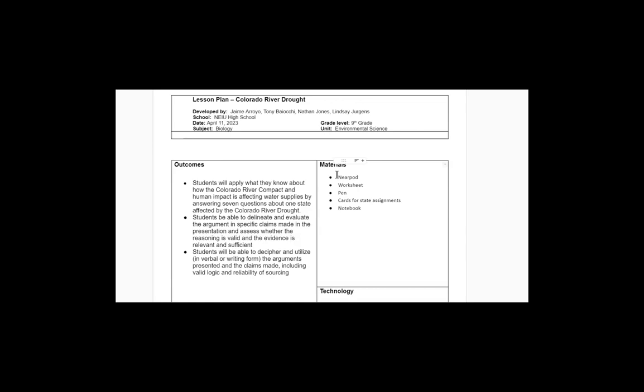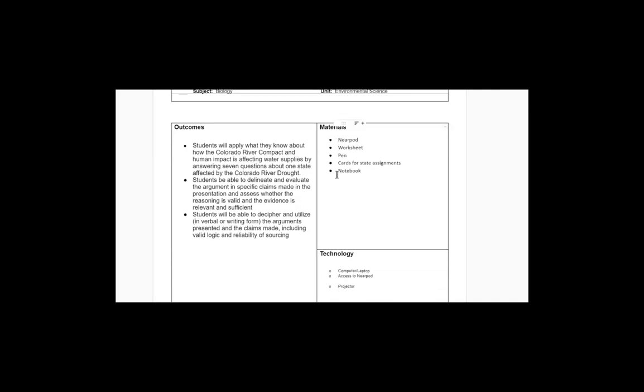This lesson plan was developed by the following students: Jamie, Tony, Nathan, and Lindsay. And because we don't have a specific high school, we decided to name the school NEIU High School. This is dated for April 11th, 2023, and it is for a 9th grade level biology class with a unit in environmental science. Some of the outcomes and objectives are based off of the ABCD model and are as follows.